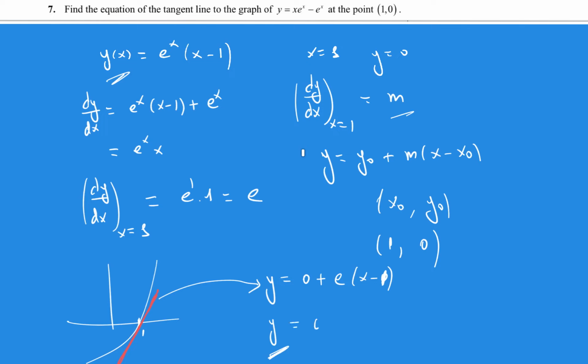It will be y0 plus e multiplied by (x minus 1), or if you prefer, e times (x minus 1) is the rectilinear line that passes through the point (1, 0) and is tangent to the curve. Good, this is the answer.